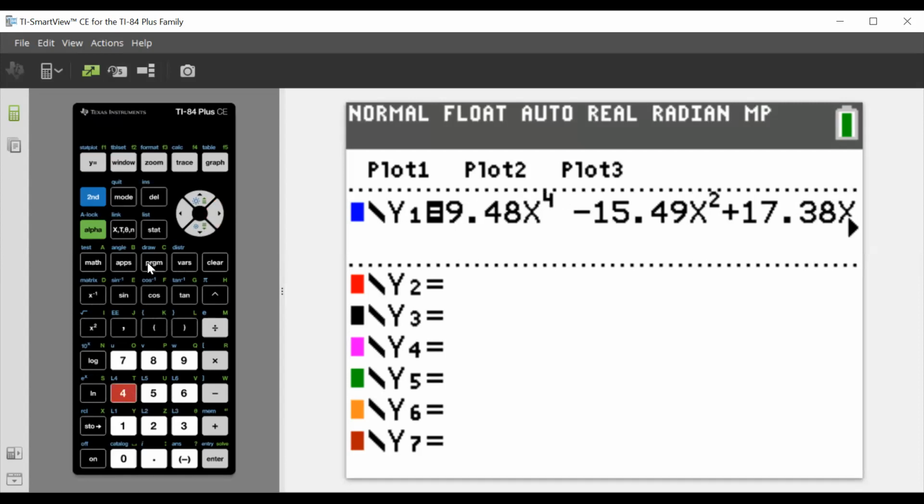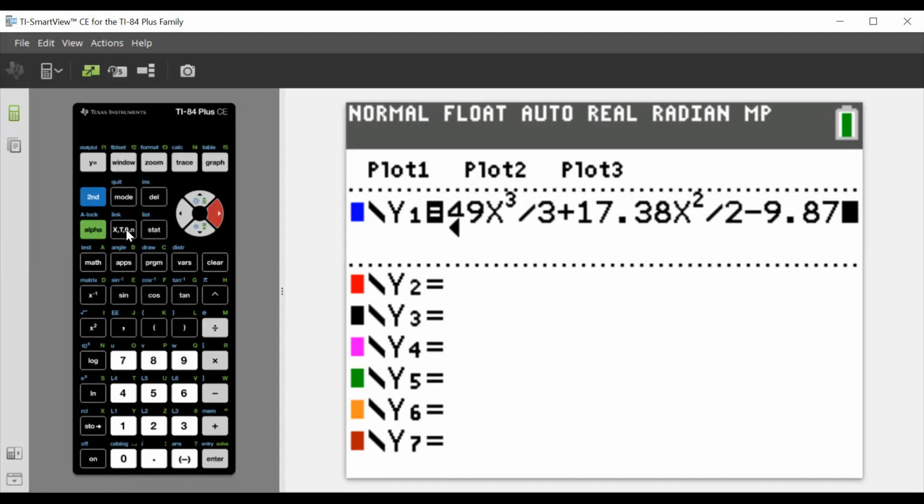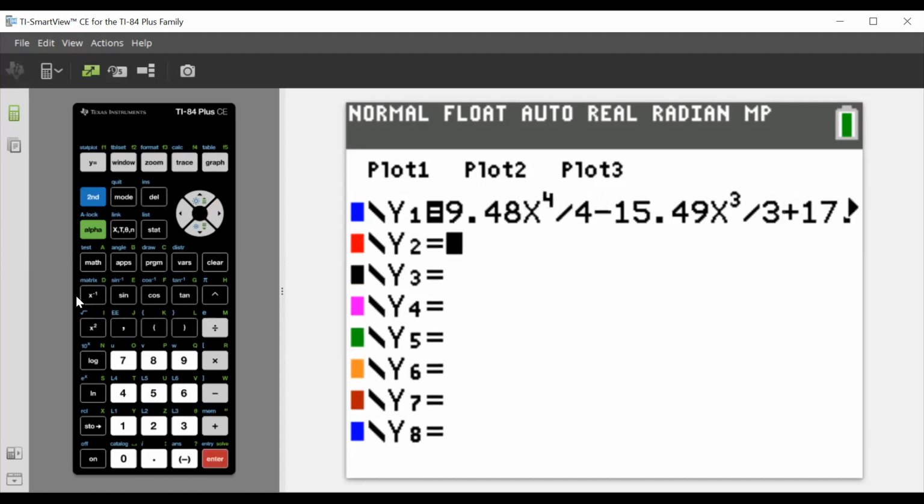I don't think we have to do anything else with this problem. Then come down, and we'll insert divide by 4. We'll come over here, that becomes a 3, come down, insert, divide by 3. Then come over, insert squared and divide by 2, come over and put an x, and then we also have to remember to put in that plus 85. All right, so that's our new function.